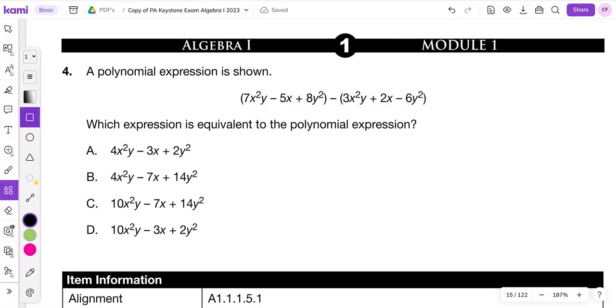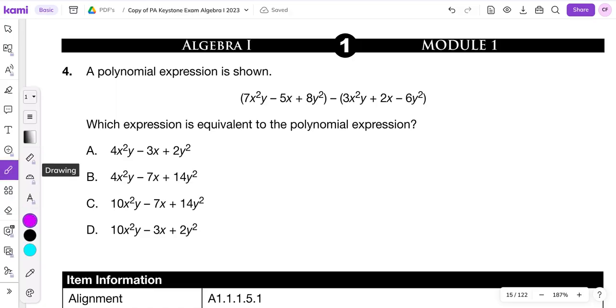A polynomial expression is shown below. 7x to the power of 2, y, minus 5x plus 8y to the power of 2, minus 3x to the power of 2, y, plus 2x, minus 6y to the power of 2. Which expression is equivalent to the polynomial expression?